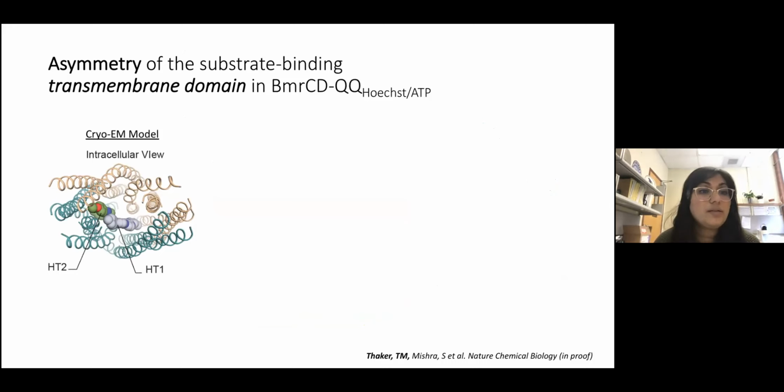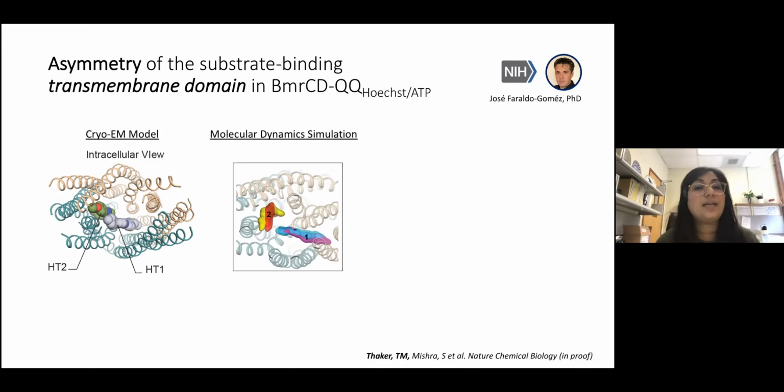And so in order to better evaluate whether this was a real feature of our data set, we turned to Jose Faraldo-Gómez's lab at NIH, and he's a fantastic membrane protein computational biologist. And what Jose did for us was simulate, based on our model, the energetic landscape of these 2 densities and whether 2 ligands of substrate could accommodate this pocket. And indeed they do in 2 independent simulations.